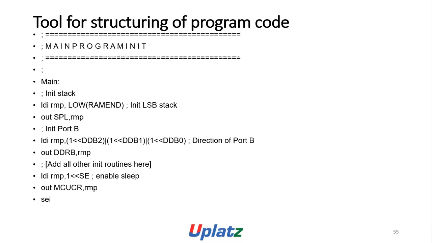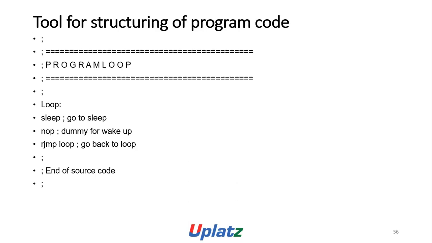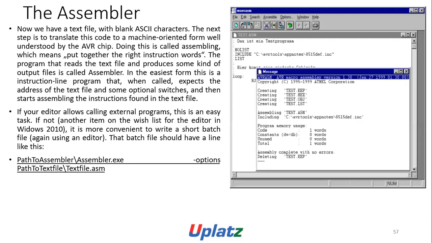out DDRB, rmp. Add all the other routines here. ldi rmp, 1<<SE, enable sleep, out MCUCR, rmp, sei. Program loop: sleep, go to sleep, nop, dummy for wake up, rjmp loop, back to loop. End of source code. The assembler. Now we have a text file with blank ASCII characters.